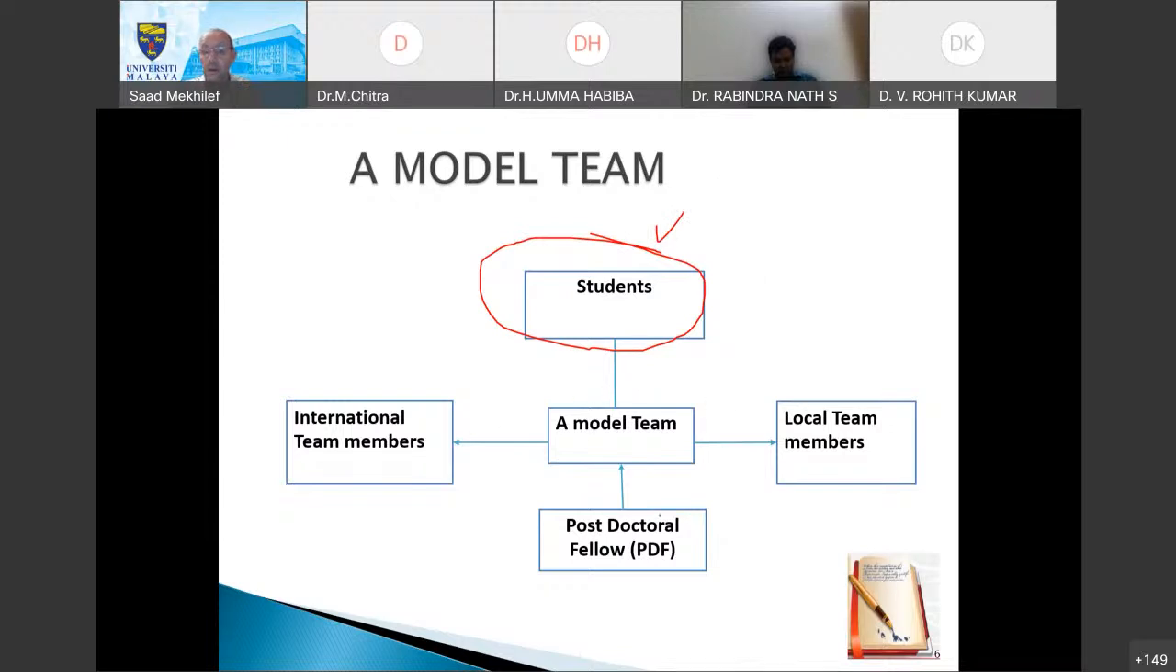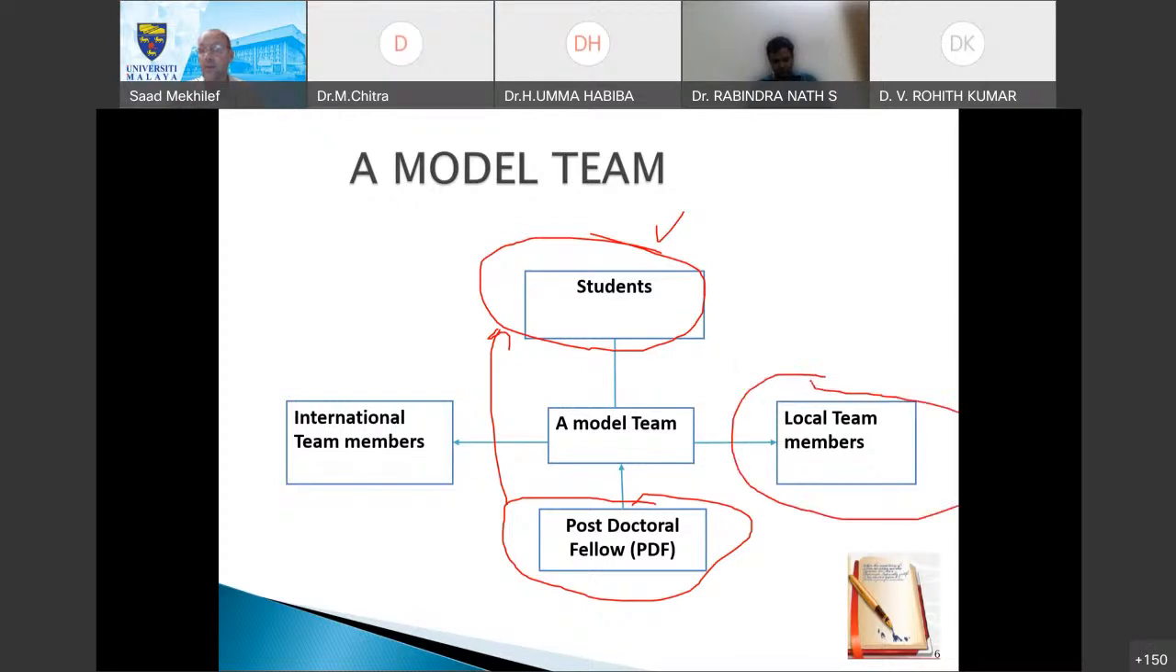You must have, if possible, a postdoctoral fellow, because that will help you to supervise and help the postgraduate students, because this person will work closely with the students. Very, very important. And the local team means your colleagues.